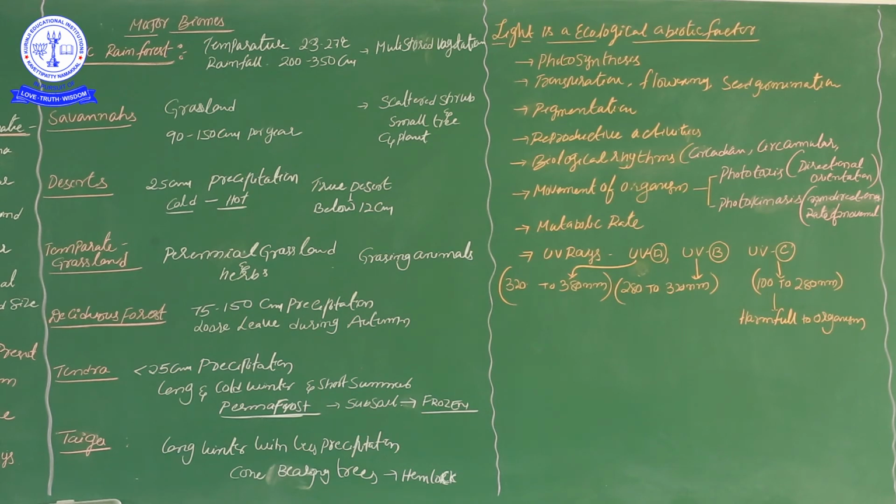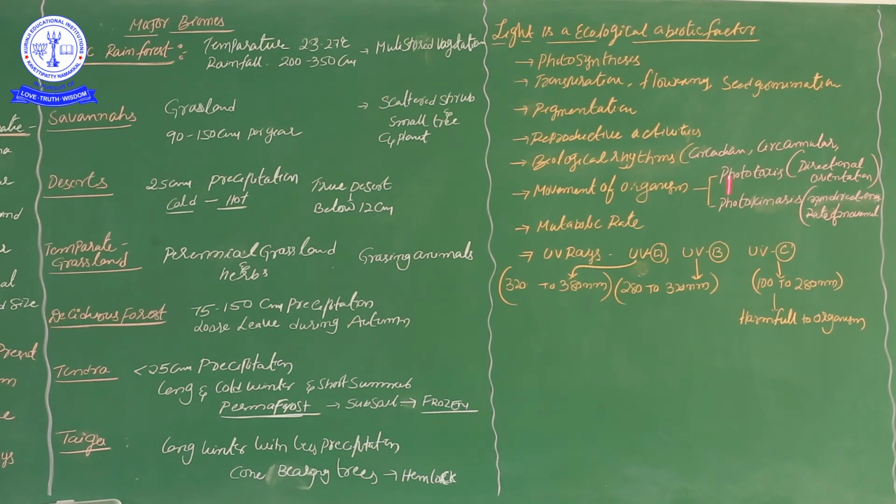Nocturnal means animals that are active at night, and diurnal means animals that are active during the daytime. Now, movement of organisms is a very important topic. There are two types of movements: one is phototaxis, and the other is photokinesis.